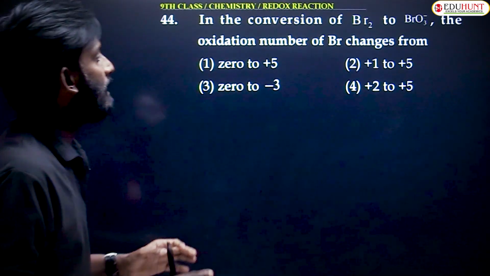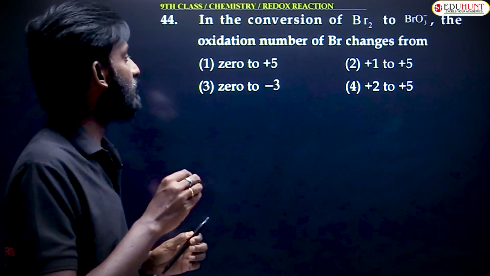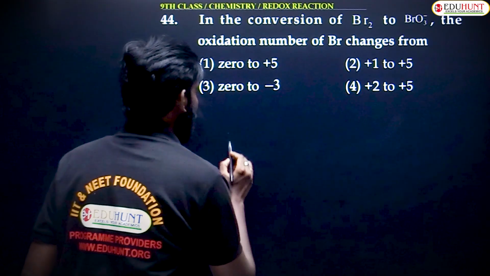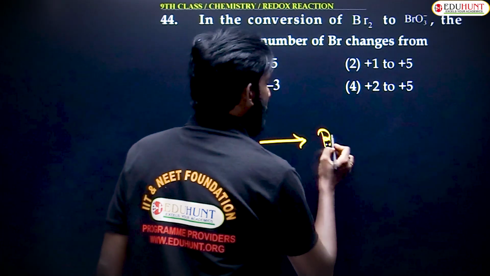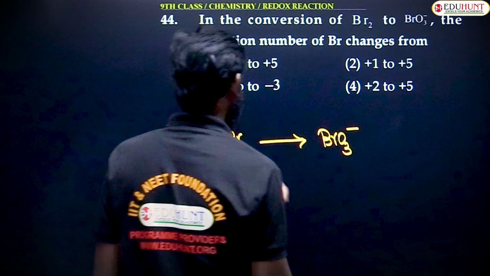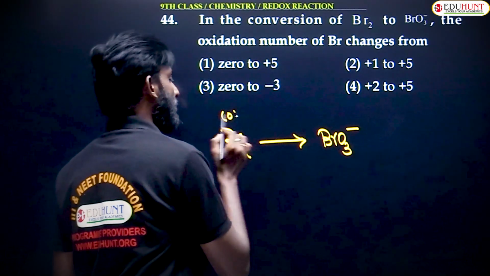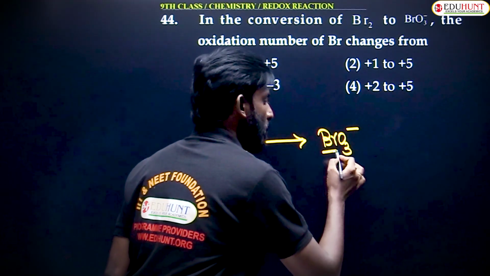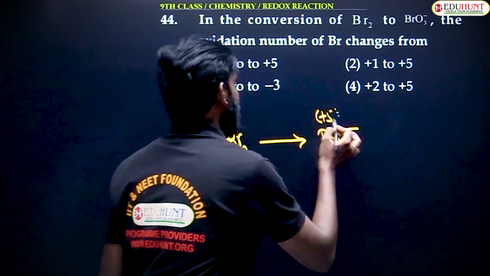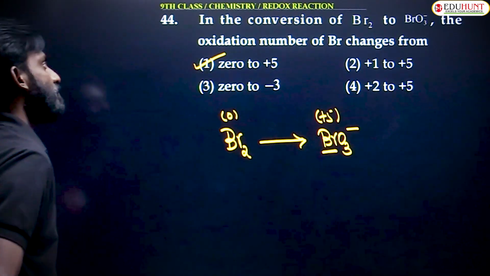Now, in the conversion of Br2 to BrO3-, the oxidation number of bromine changes. Here, bromine is in elemental form, that means in 0 state. And if you calculate the oxidation number of bromine in BrO3-, it will come out to be plus 5. So the change is 0 to plus 5.